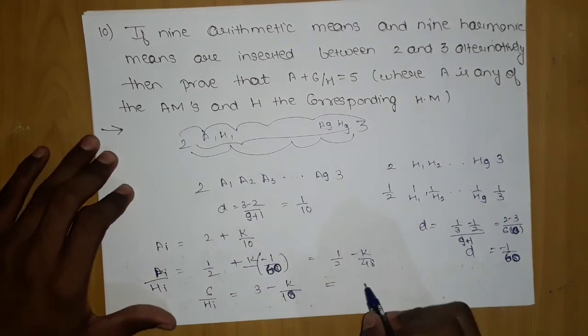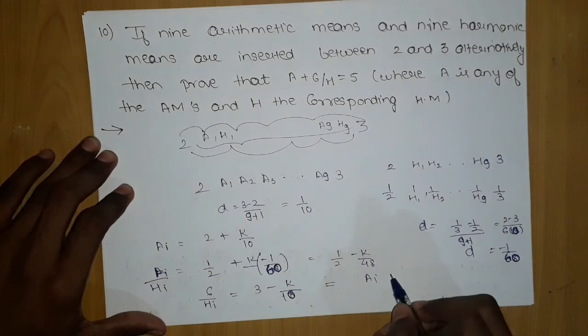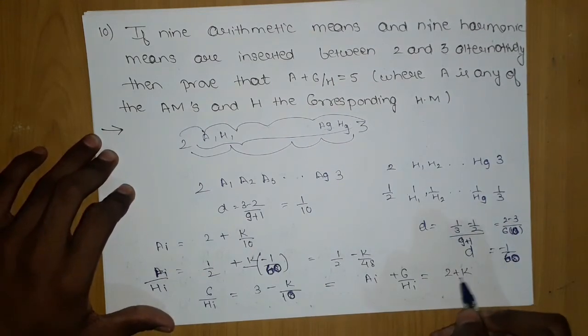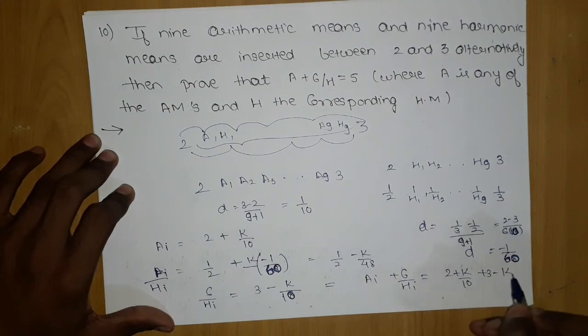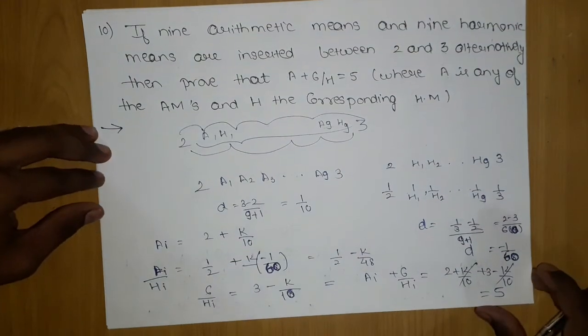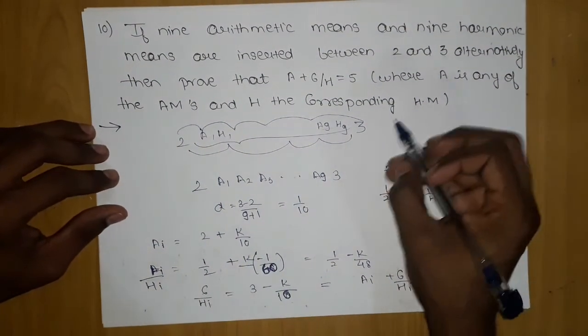If I add them, ai plus 6hi, you can clearly see that 2 plus k by 10 and 3 minus k by 10, the k terms will cancel out, giving me 5. It is very clear that they cancel out and give me 5. So hence proved.